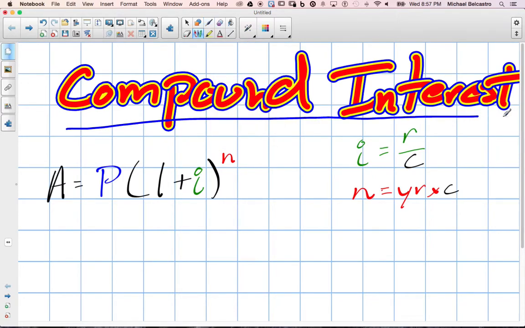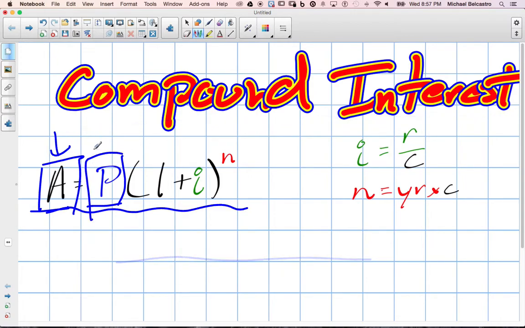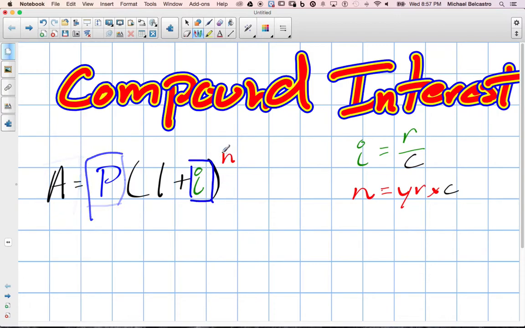Looking at compound interest, okay? I have no examples, so we're just going to make it up on the fly. This is the compound interest formula. A stands for the total amount in the bank account. P is the principal, similar to simple interest. This time we have brackets 1 plus i, raised to the power of n. But i and n are variables that you actually have to calculate using more variables.